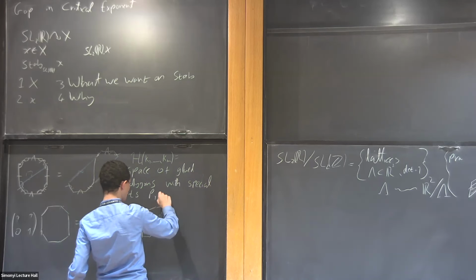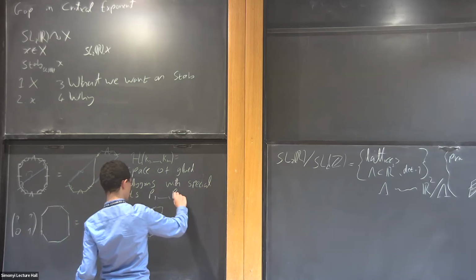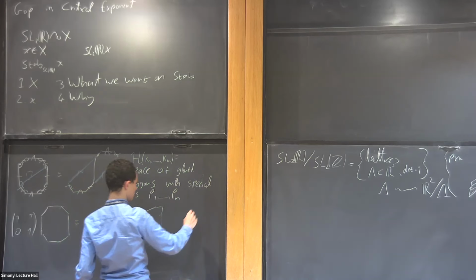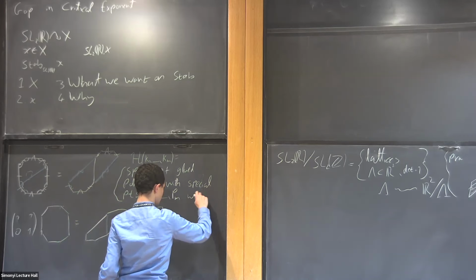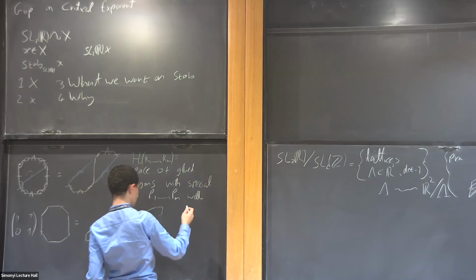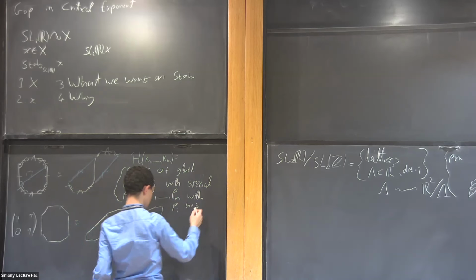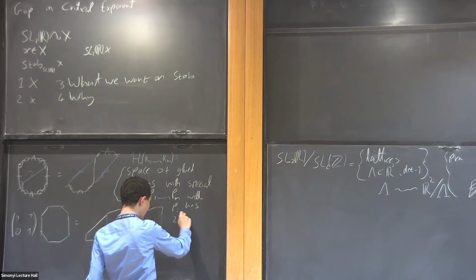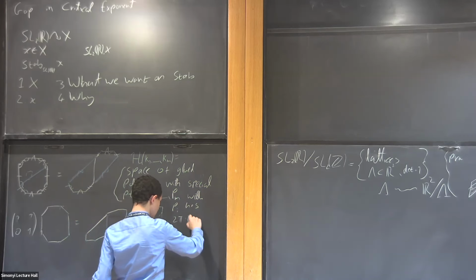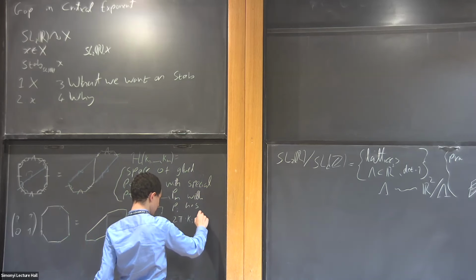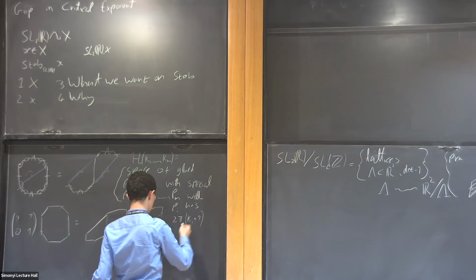Points P1 up to Pm, with Pi has 2 pi times (Ki plus 1) degrees around it.